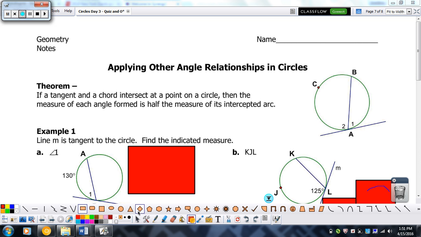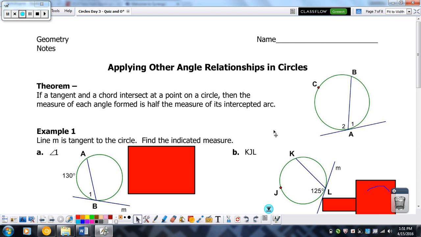Okay, boys and girls, welcome to your video notes for day 3, Wonder Woman. We're talking about applying other relationships in circles. There are several theorems you're going to learn today. Make sure you know what they are, and we'll practice how to use them.